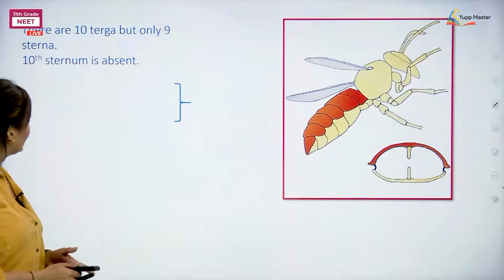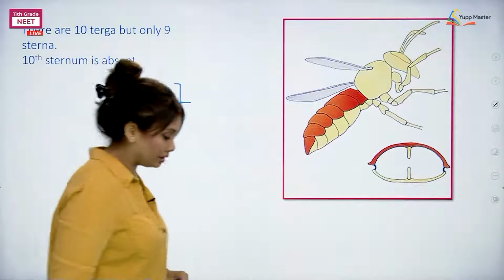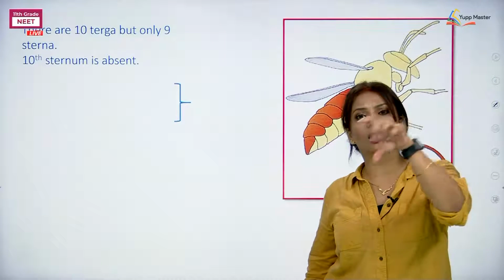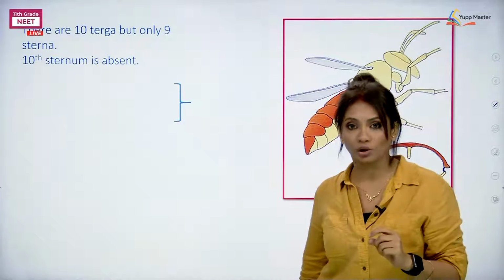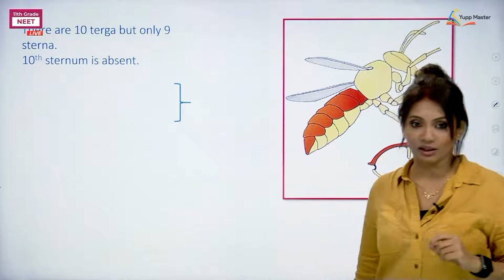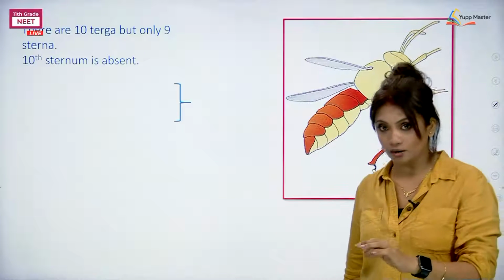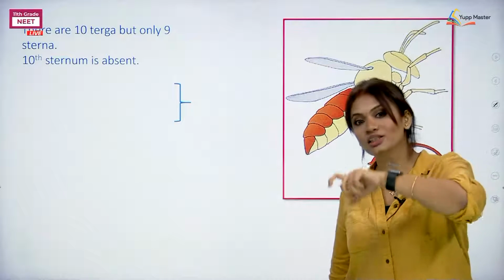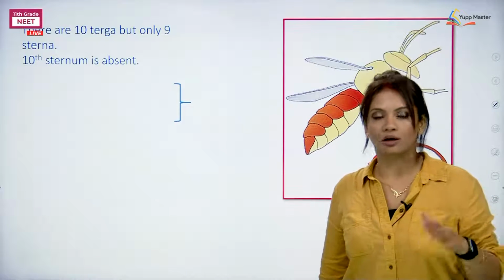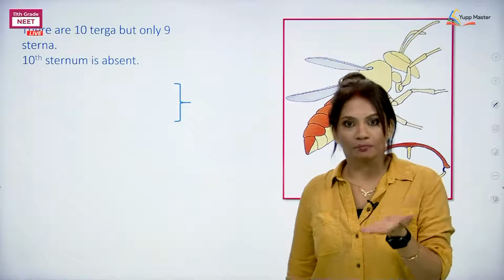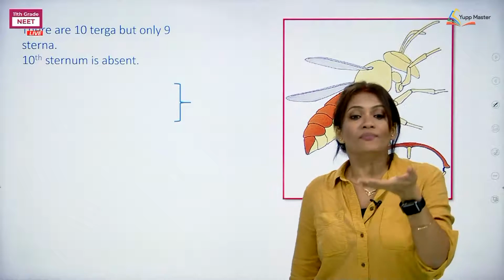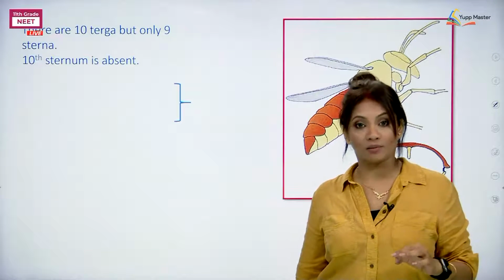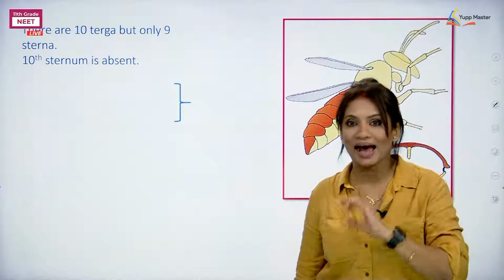Now, we know that there are 10 segments, right? If there are 10 segments, then ideally we would think there should be 10 terga and 10 sterna. But look at what's written here. There are 10 terga, meaning on the dorsal side there are 10 chitinous plates. But on the ventral side, the lower side of the cockroach, there are only 9 sterna present. The 10th sternum is absent.